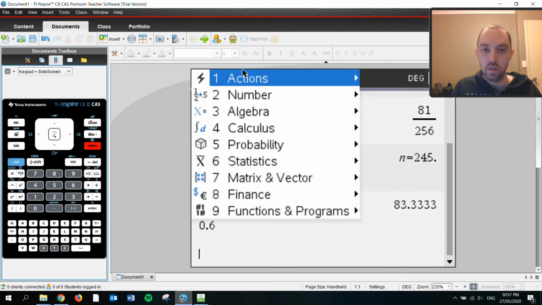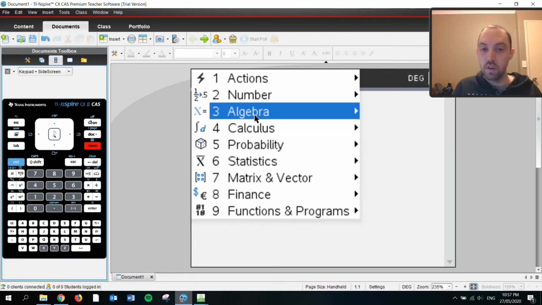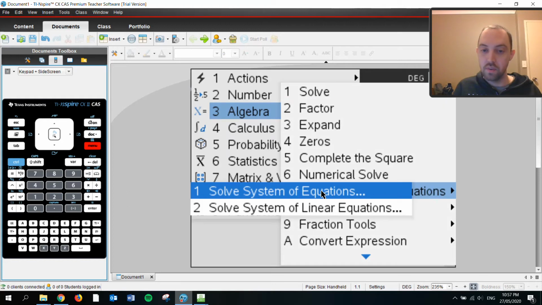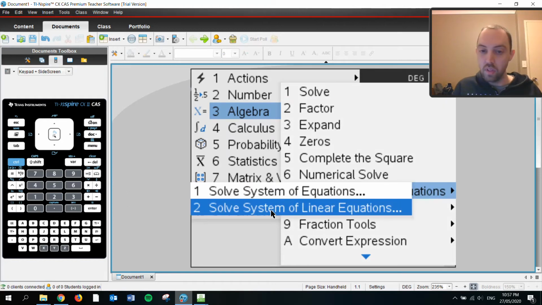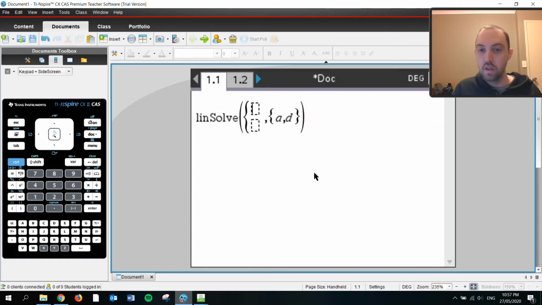I'll just clear my history so it's nice and clear. And I am trying to solve simultaneous equations. So in my algebra section, solve a system of equations. They are both linear, but it probably doesn't matter which one you go to. Solve a system of linear equations. We've got two equations, and we've got the letters A and D. And you don't have to change that, but I'm just changing it so it's a little bit clearer.